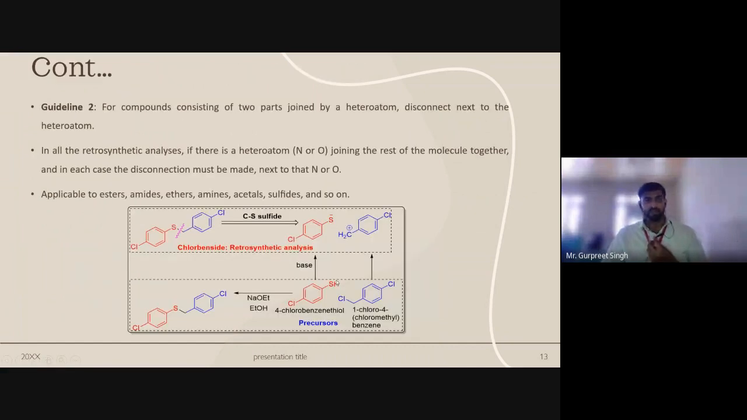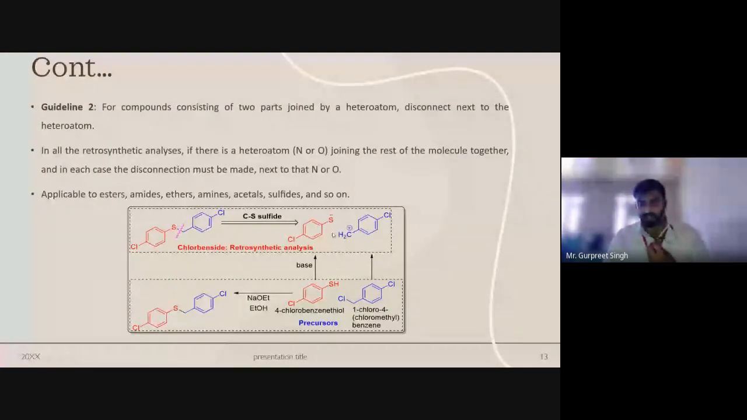Next, guideline 2. Guideline 2 says for a compound consisting of two parts joined by a heteroatom, disconnect next to the heteroatom. When the two parts of a molecule are joined by a heteroatom like nitrogen, oxygen, or sulfur, the disconnection must be made next to it. Like in this molecule, chlorbenside, we have broken the sulfide linkage.